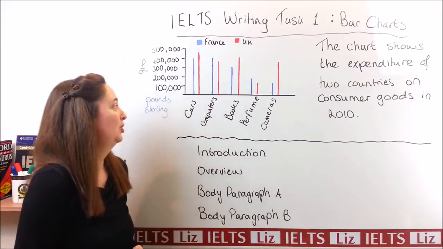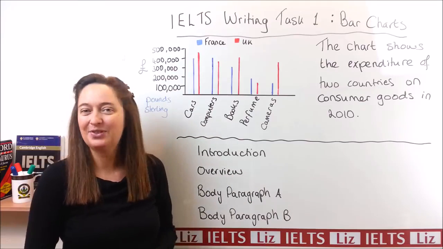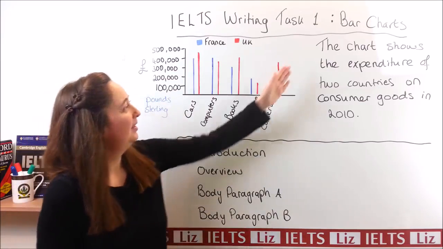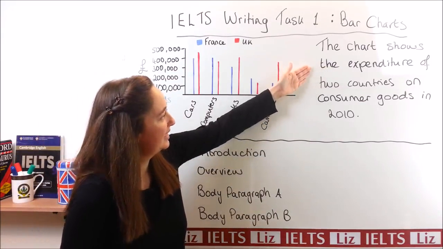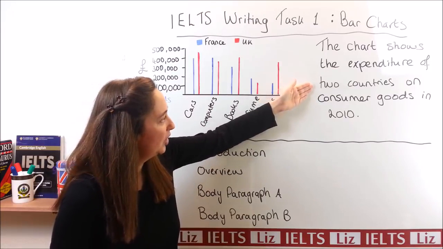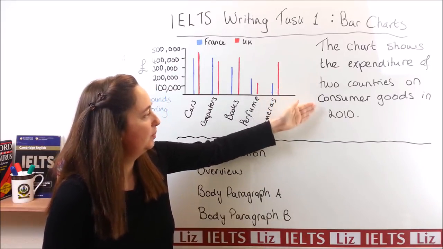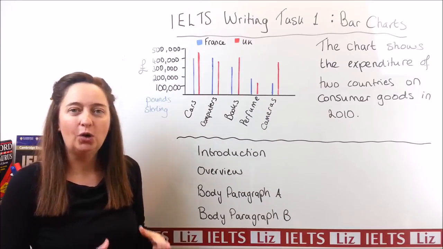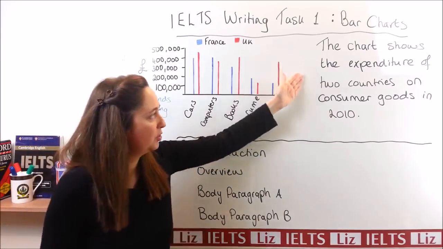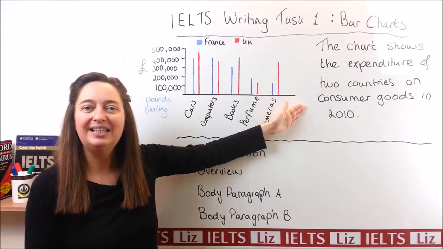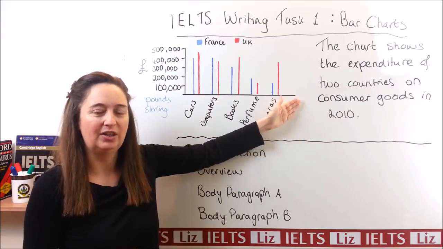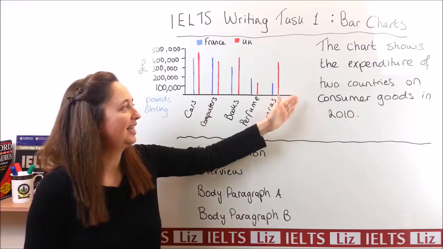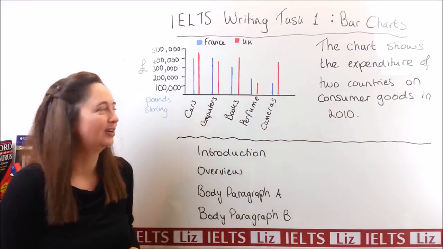This is the bar chart we're going to use for this lesson, so let's have a look. The chart shows the expenditure of 2 countries on consumer goods in 2010. IELTS will always give you a description of the chart, and this is key information that you need to read to understand the meaning of your bar chart.